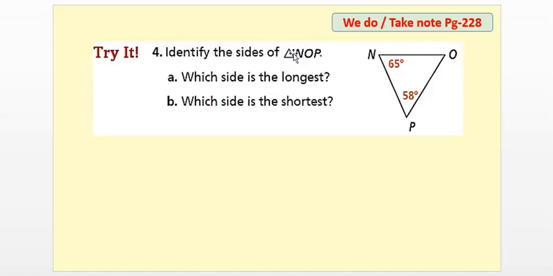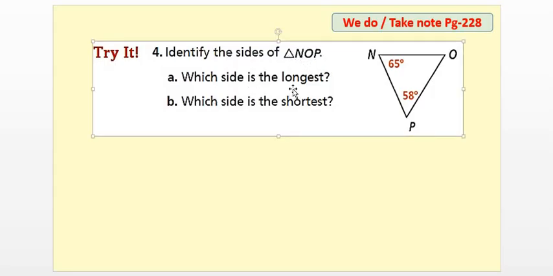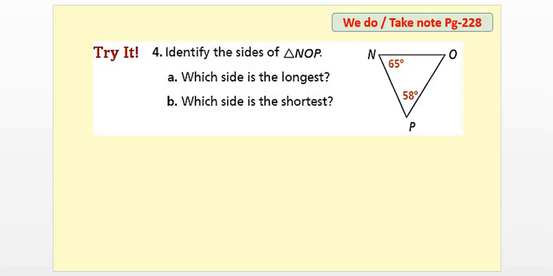It says identify the sides of triangle NOP. Which side is the longest? First of all, I cannot decide which side is the longest until I know all 3 angles. Right now we know that angle N is 65 degrees and angle P is 58 degrees. What is the measure of angle O? We don't know. So how do we find the third angle of a triangle? We add these 2 angles and subtract the sum from 180, and it will give us the measure of the third angle. Clear? Which will be 57 degrees.